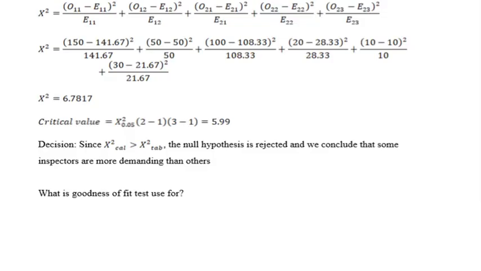Then our decision is that we reject H naught. If our chi-square calculated is greater than chi-square table, we reject the null hypothesis, which is our H naught. So from here, since our chi-square calculated is greater than our chi-square table value of 5.99, which we get from our statistical chi-square table, the null hypothesis is rejected, and we conclude that some inspectors are more demanding than others.